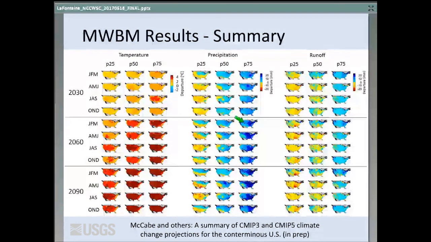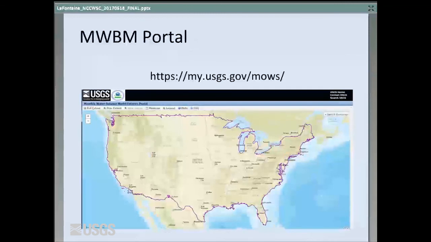And so this is just a summary plot of all those individual slides that we just showed. This is being published by Greg McCabe and others, and so it's in draft now, and we look for that to be available soon. But all the information that went into making these is available.